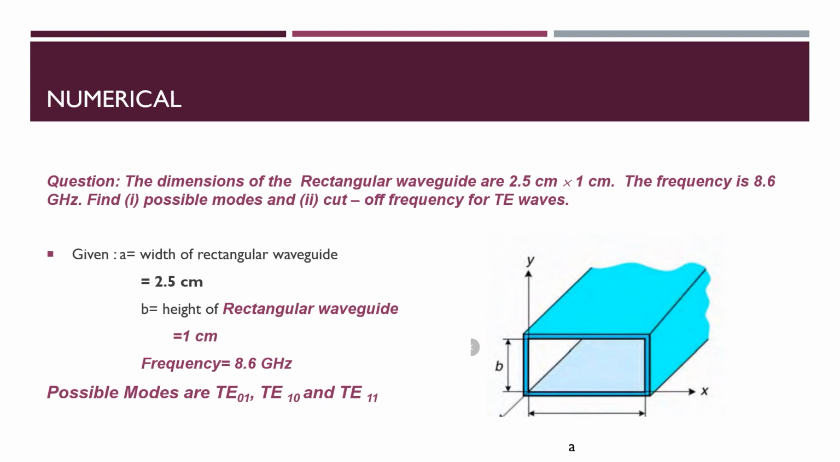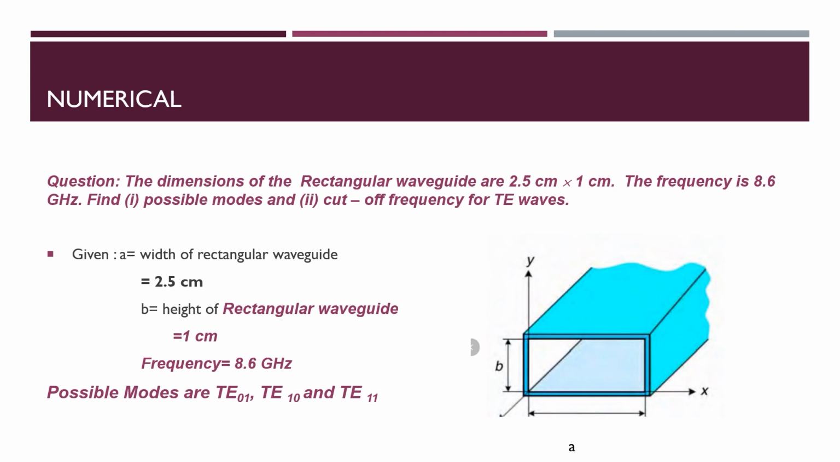So first, to start the solution, note down what is given. A, width of the rectangular waveguide, is 2.5 cm. B, height of the rectangular waveguide, is 1 cm. Then frequency is 8.6 GHz. We know that the possible modes for a rectangular waveguide are TE01, TE10 and TE11.